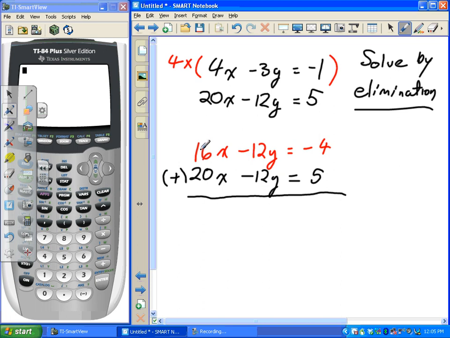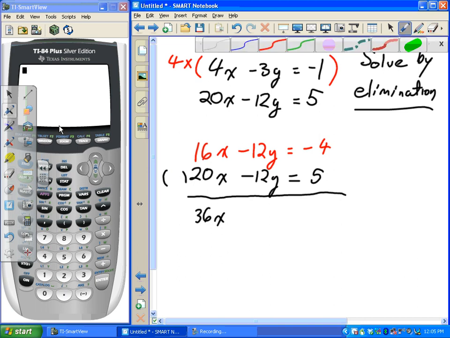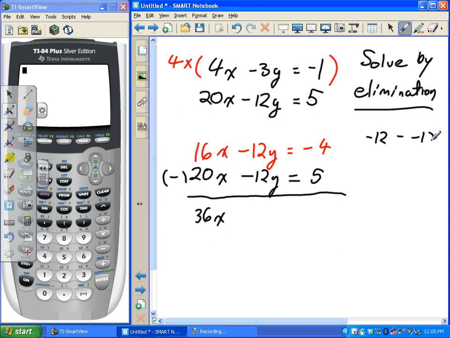So when I add 16x plus 20x, I get 36x. -12 plus -12, oh, that's -24. Sorry, we don't want to add. We want to subtract. My fault. Big mistake. No, at least we figured out our mistake. We want to subtract these. So that -12, subtract -12. These two negatives become a positive, so it says -12 plus 12.